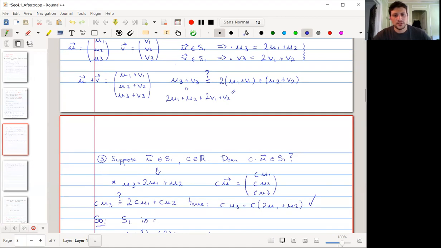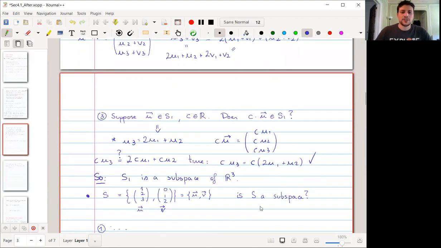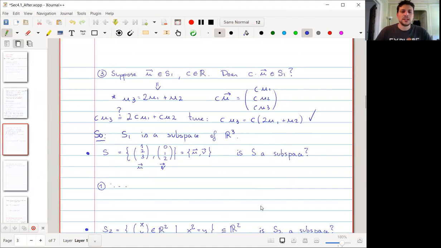S1 is a subspace of R3. Let's have a look at another example. Here's our set S containing two vectors U and V.